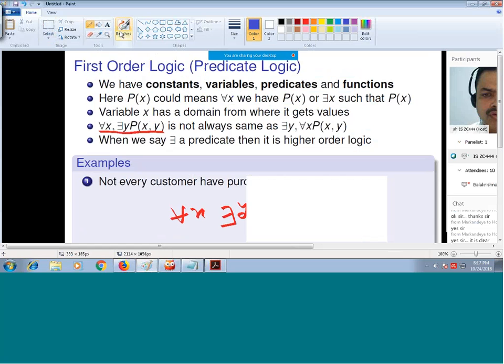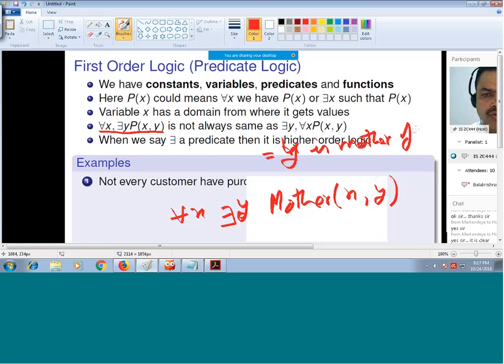There exists Y such that mother XY. Here you have to specify the semantics. You have to tell that Y is mother of X. Then only it returns true. Otherwise, it tells no.